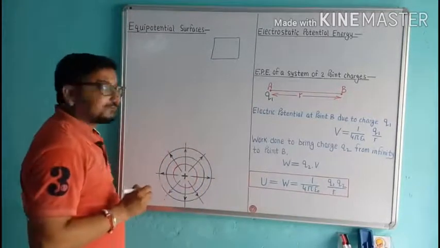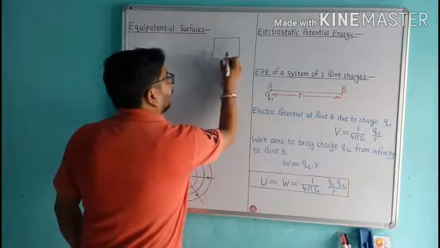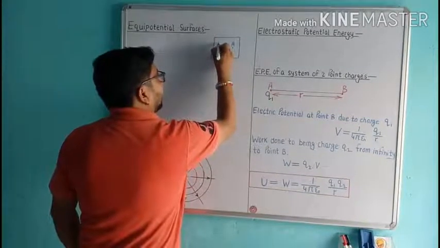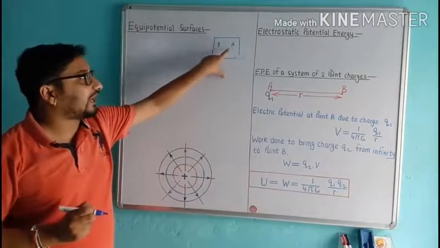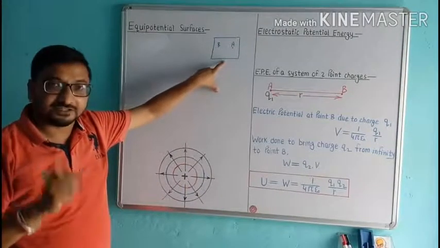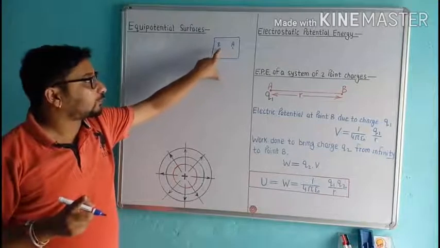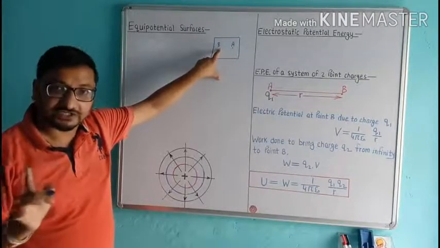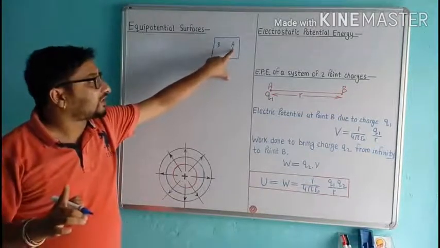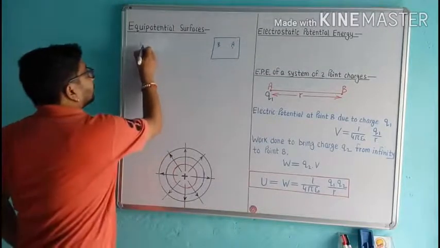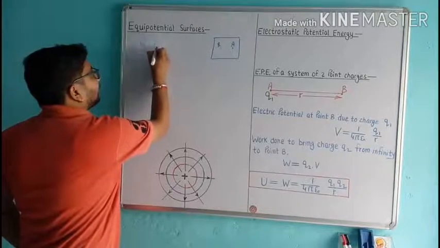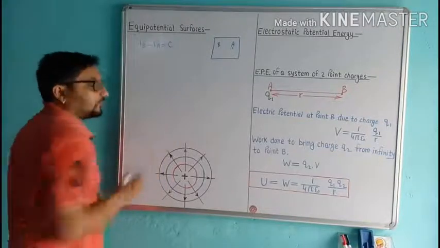For example, if this is an equipotential surface and there are 2 points A and B, then both points are at the same potential. That means the potential difference between the 2 points is 0. VB minus VA is equal to 0.